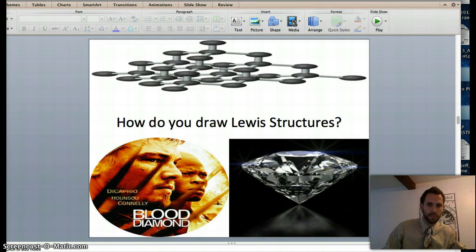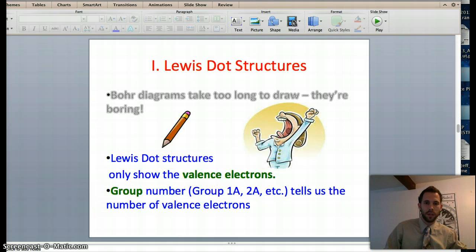So, how do you draw Lewis structures? Now here's something that chemists use all the time, and I'm going to show you exactly how. Lewis dot structures are the easy way of doing Bohr diagrams.